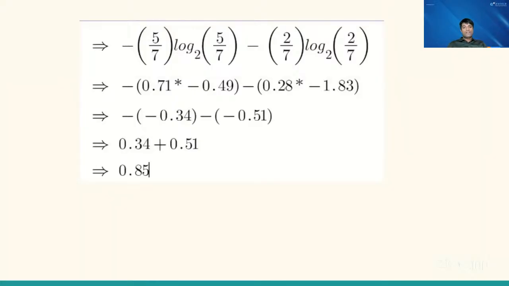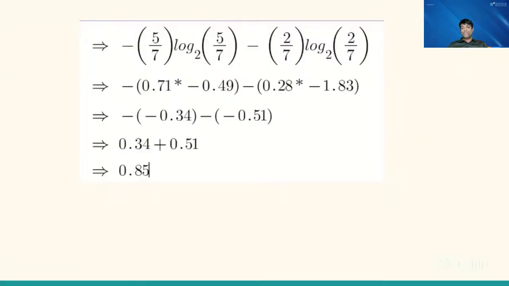If we calculate 5 by 7, which comes to 0.71, the logarithm of 5 by 7 is log of 0.71. If you put logarithm of 0.71, you'll get minus 0.49. So 0.71 into minus 0.49 will become minus 0.34, and minus into minus will become plus, so it becomes 0.34. Coming to the right hand side, 2 by 7 will be 0.28.